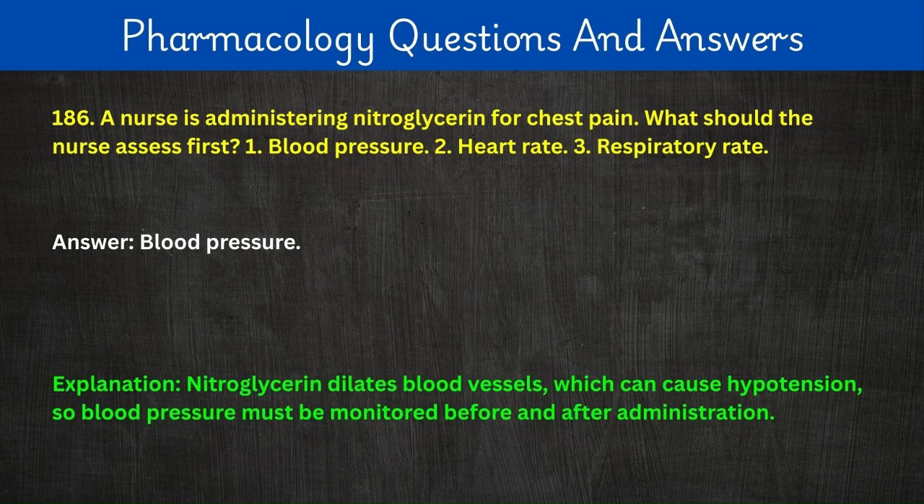186. A nurse is administering nitroglycerin for chest pain. What should the nurse assess first? 1. Blood pressure. 2. Heart rate. 3. Respiratory rate. Answer: blood pressure. Explanation: nitroglycerin dilates blood vessels, which can cause hypotension, so blood pressure must be monitored before and after administration.